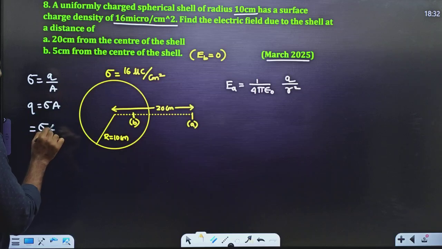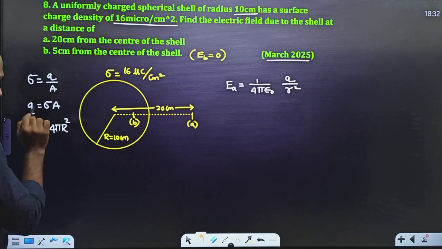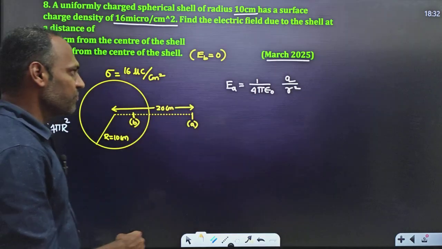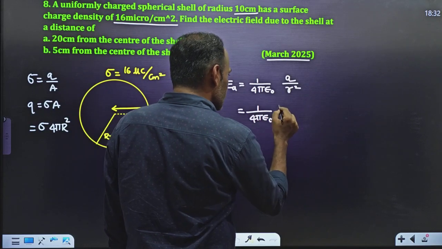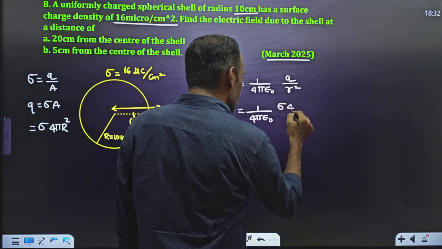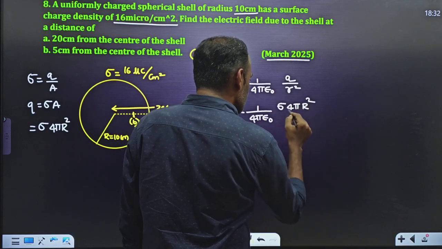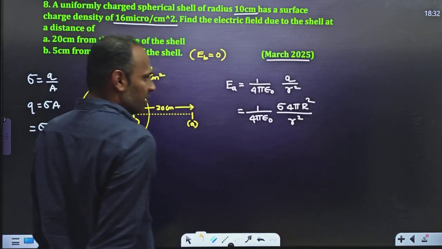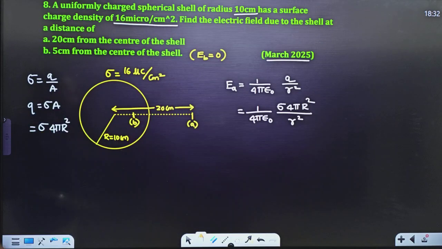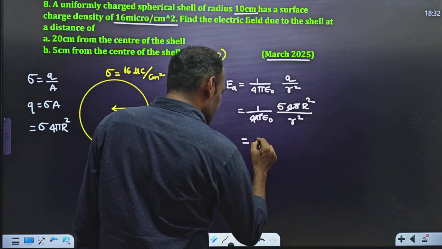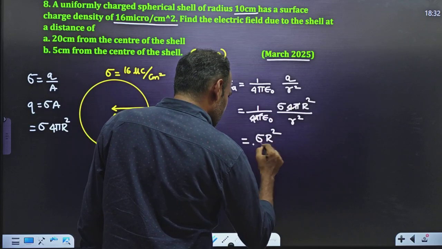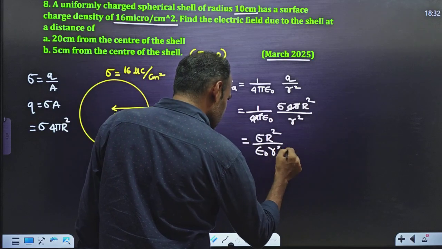Area of the sphere, what do we write? We write 4 pi r square. Area of the sphere, substitute that there. So we'll get 1 divided by 4 pi epsilon naught into sigma into 4 pi capital R square divided by small r square. Correct? Okay, 4 pi and 4 pi will get cancelled. What you will get is sigma into capital R square divided by epsilon naught into small r square.